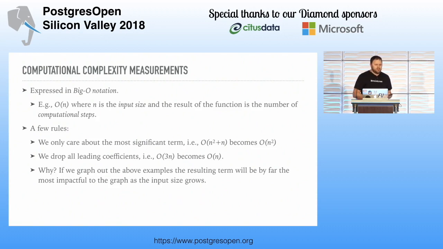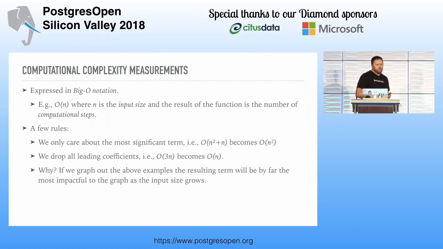We express measurements of computational complexity in what's called big O notation. Some of you who are more familiar with this may also hear big theta, some other terms that actually talk about like min and max. We're going to ignore all that today and just focus on the more general case here. You would write it as O of n, where n is the input size that we just talked about, and the result of that function O is the number of computational steps, or in our case, effectively the rows that we're going to look at.